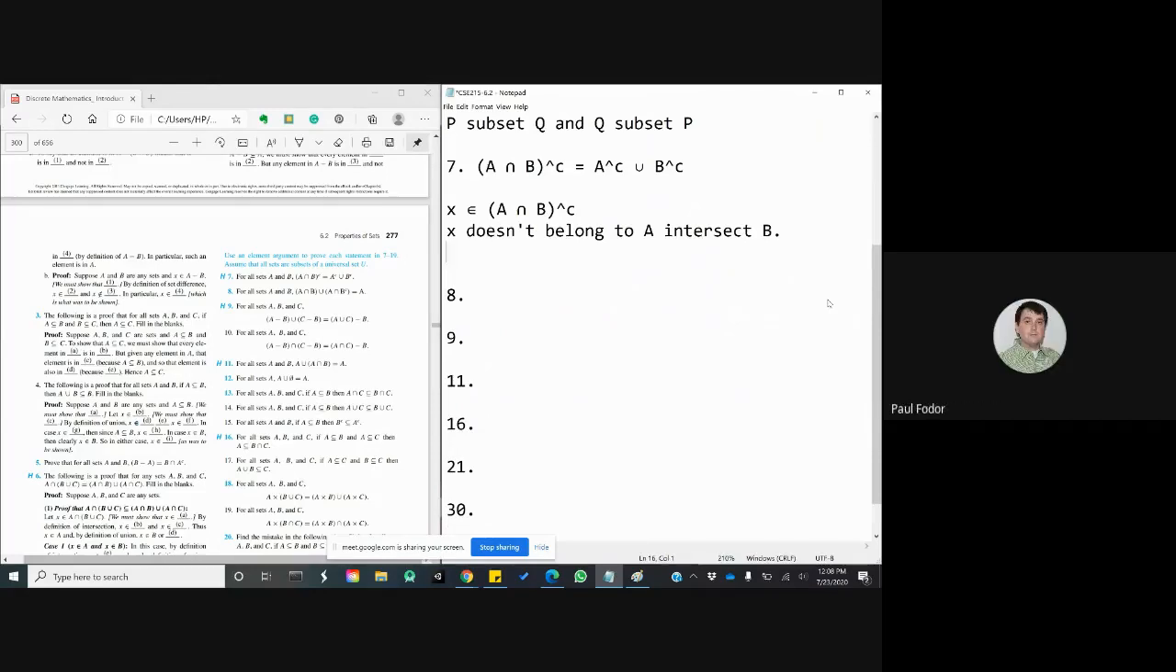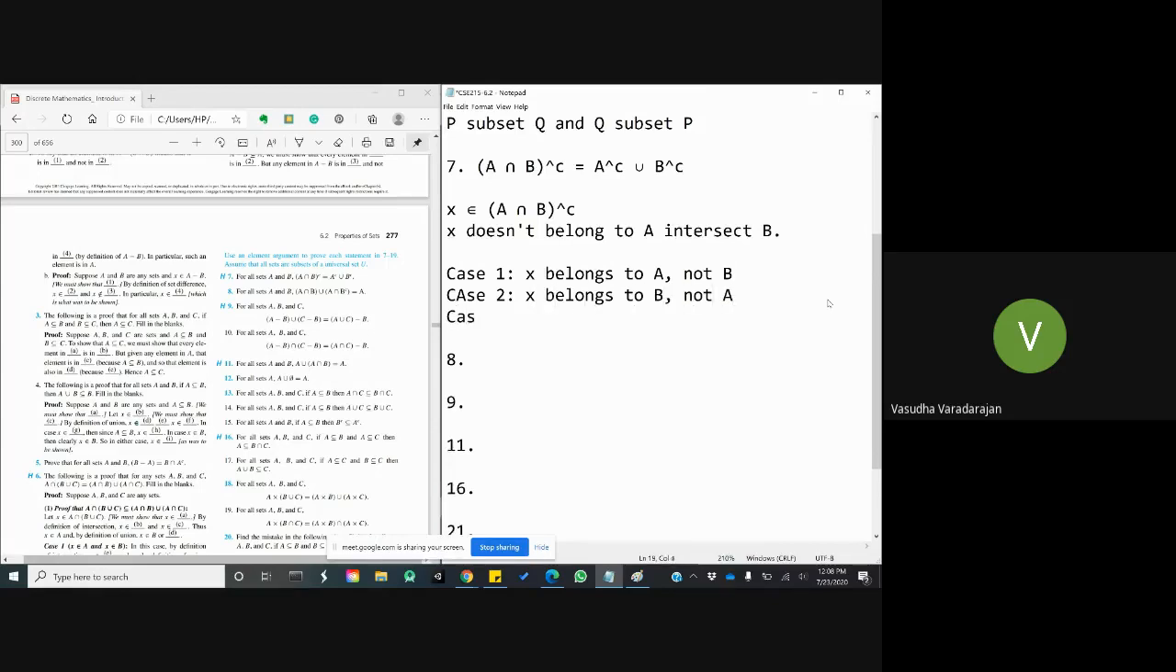Okay. Yeah. So now by De Morgan, we could use De Morgan. I just thought we could. Okay, you do it your way. So if X does not belong to A intersection B, then it's one of three cases: X is an element that belongs to A only, B only, or neither. So we have these three cases. We prove that in each of these cases, this would always mean that it belongs to A complement union B complement.